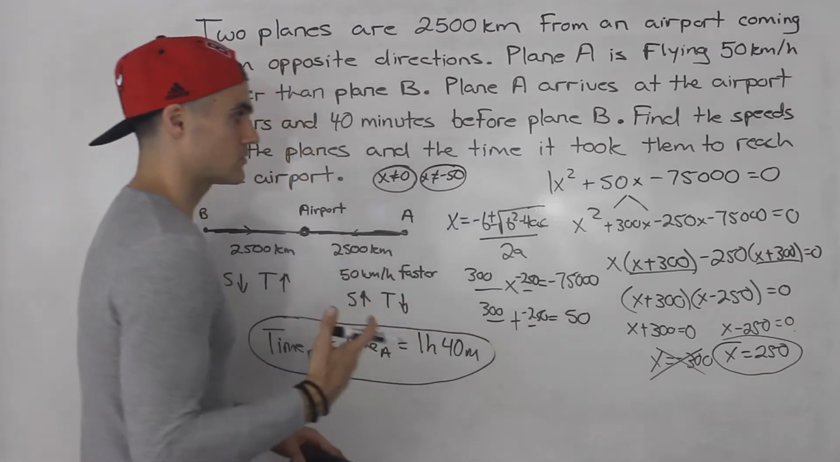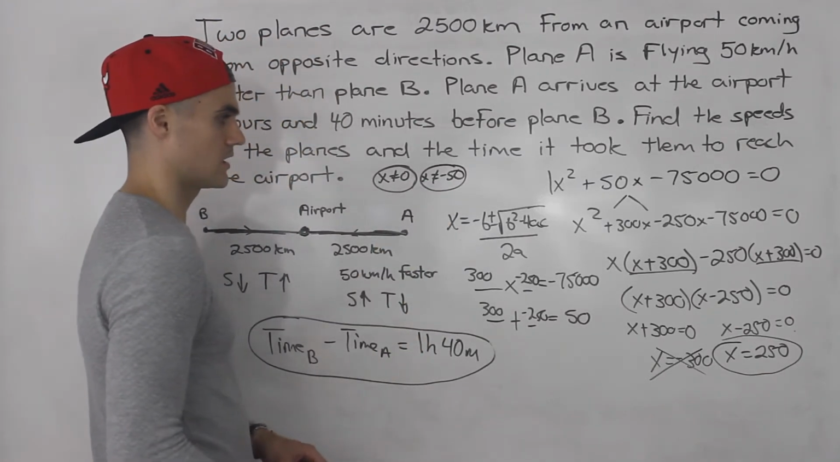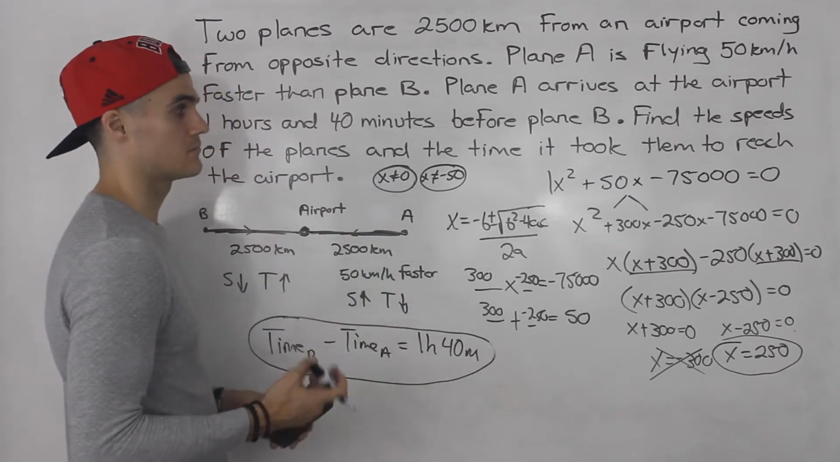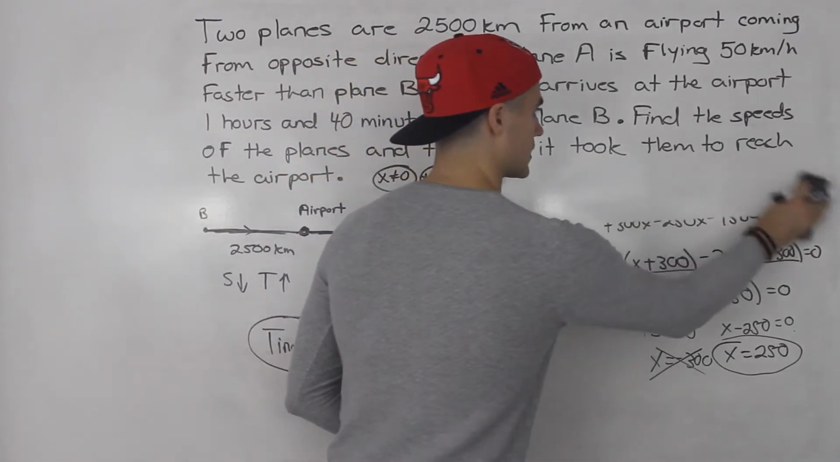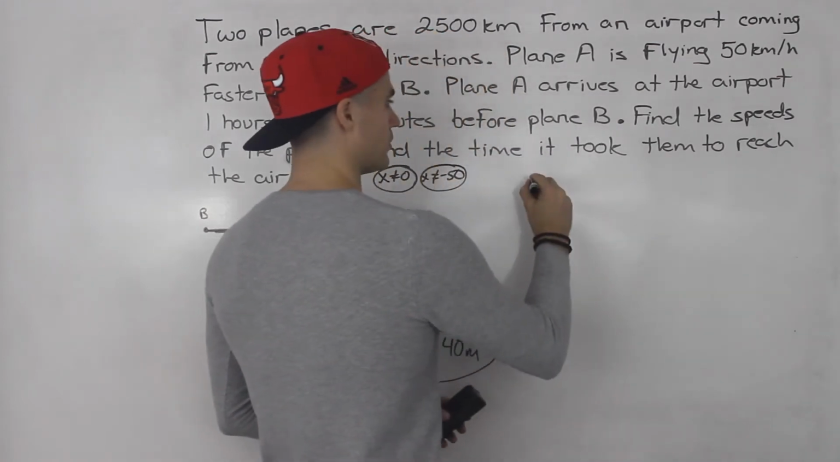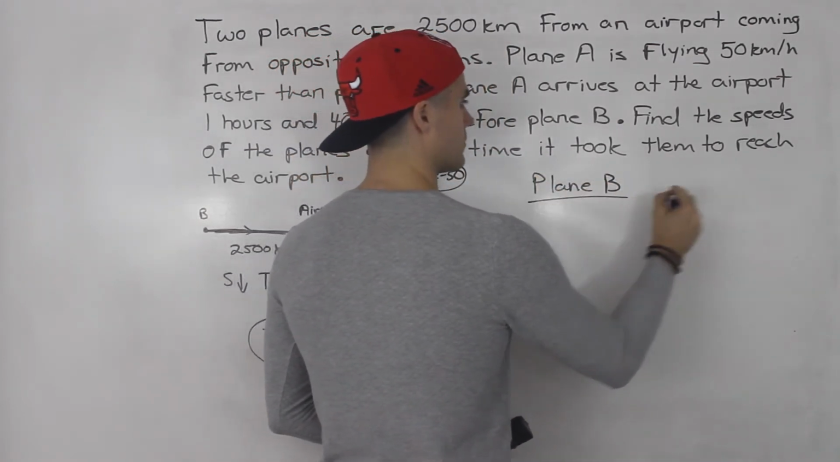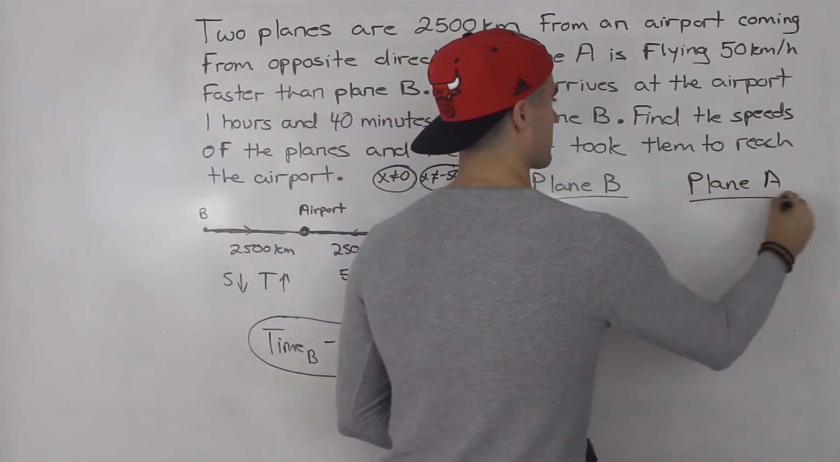Right, so x is equal to 250. It's not one of the restrictions, so we're good. So that's the answer. That's actually the speed for plane B. So let's erase all of this here and make a little chart. Since we got the speed for plane B, I'm going to write plane B first. Then we got plane A.